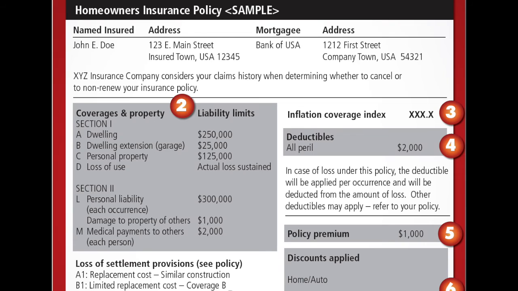And then you have coverage D. Coverage D is not a coverage for something physical per se. It's coverage for after you have a loss and need to maintain your standard of living. So coverage D is also known as loss of use. It is known as additional living expenses. And with those two things, it's basically in the name.